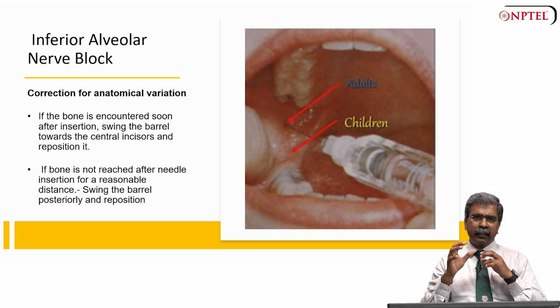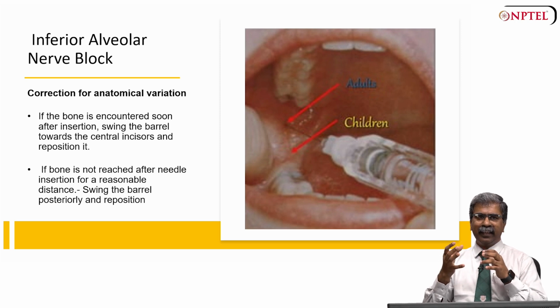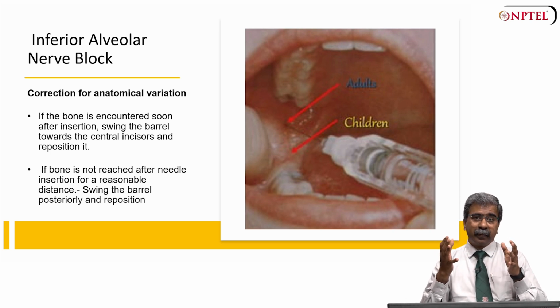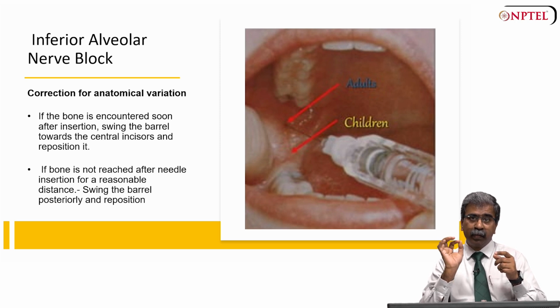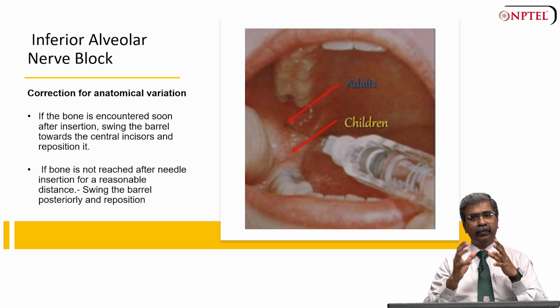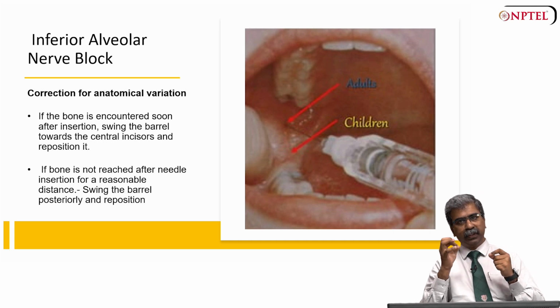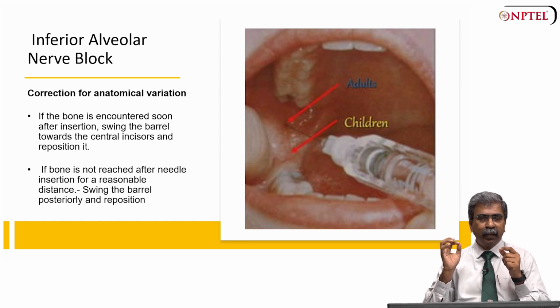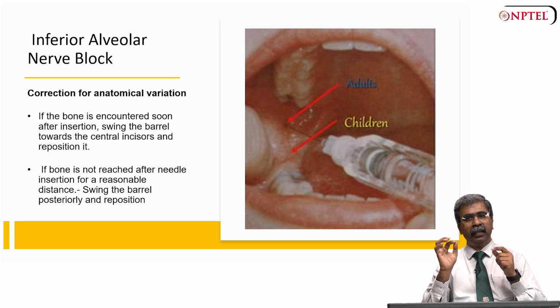Or the next scenario can be if you are not in contact with the bone at all. That means the needle, even after having gone beyond the 2/3 distance, you are still not in contact with the bone. So again, what you do is swing the barrel of the syringe posteriorly and reposition it and angulate it to the depth to redirect towards the mandibular foramen.